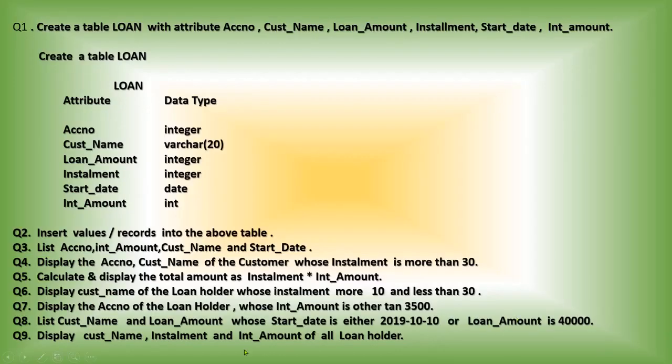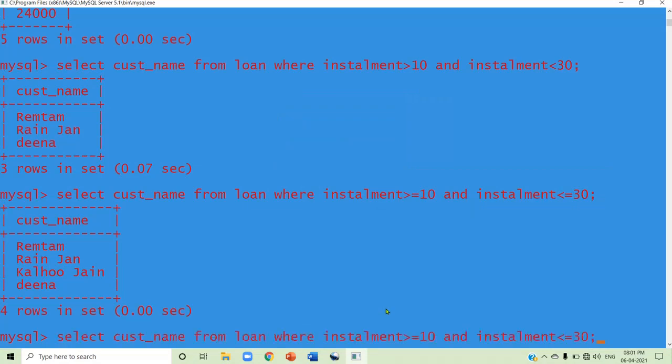Next question is this one. Display account number of the loan holder whose int amount is other than 3,500. That means interest amount is other than 3,500. We can try out the query. I am editing the same query, I am not typing the query again. I just want to see only the ACCNO.